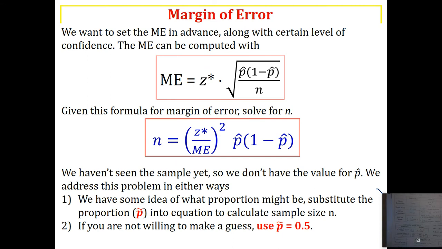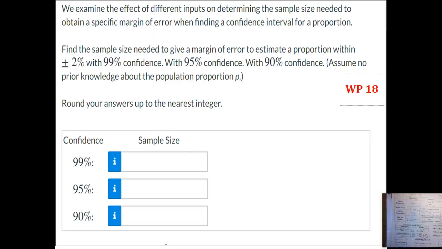The tilde is the proportion that we are utilizing as a best guess, if you will. Let's try that. It says we examine the effects of different outputs to determine the sample size needed to obtain a specific margin of error. Finding the sample size needed to give a margin of error for an estimated proportion within plus or minus 2%. So the first thing is we're calculating based on 2%, with 99%, 95%, and 90% confidence. Assume no prior knowledge about the population proportion p. So we don't need to worry about any values there.